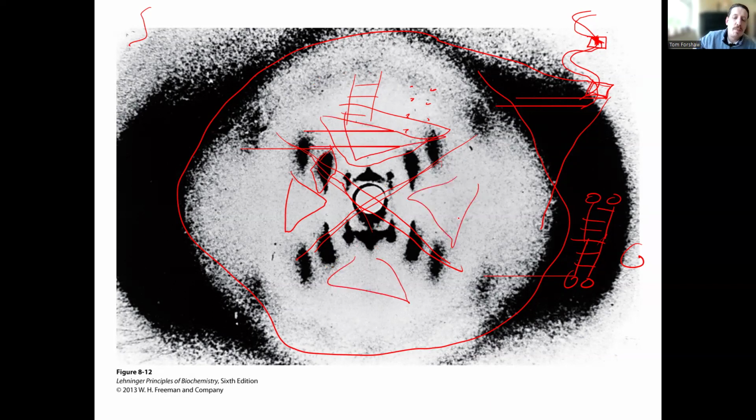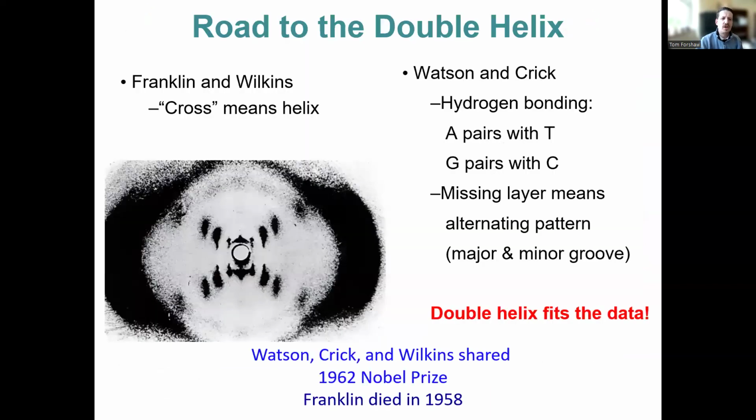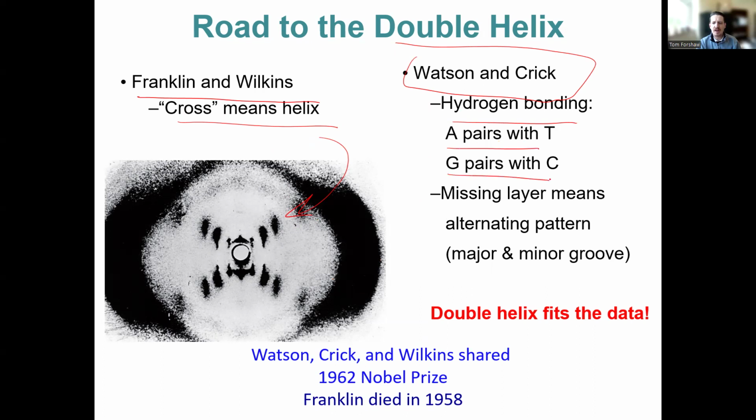Indicates that it's not symmetrical either. You have a major and a minor groove. So Franklin and Wilkins were originally working on this kind of work, and they figured out that the cross means that it's a helix. And then Watson and Crick were able to take this and work out that it was a type of hydrogen bonding with the bases pairing up.